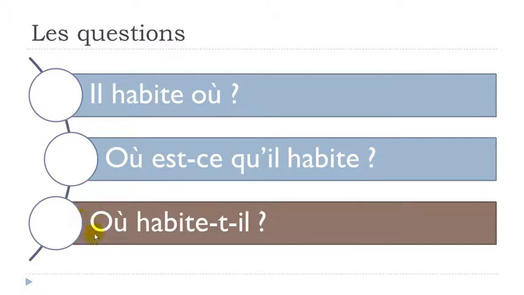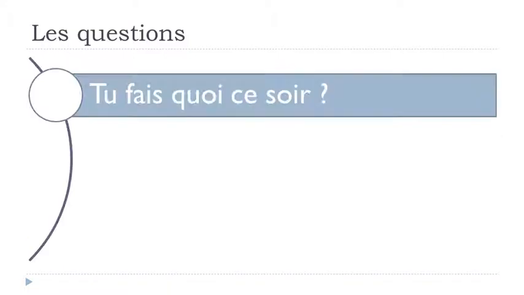So we start with où, where, then we put the verb, okay? Here, habiter, to live, and then after that we put the subject, il, okay? And as we've got a vowel here and a vowel here, we will have to add this letter T and then a trait d'union or tiret, il, okay? So you've got this: Où habite-t-il? Okay, this is the more formal one. First one: Il habite où? Second one: Où est-ce qu'il habite? Last one: Où habite-t-il? All right.